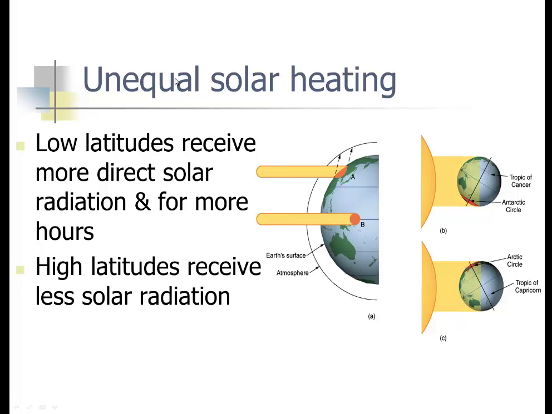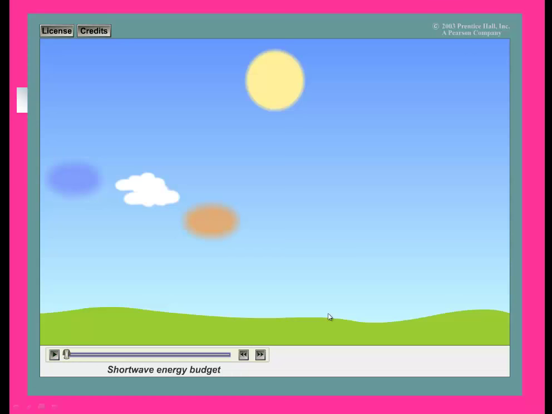It's all caused by unequal solar heating. The equator receives a lot more direct sunlight. If you take a look at how much area is actually in this sun ray over how much is here, it's a lot smaller amount here. So not only does it get more solar radiation, it actually gets it for more time during the day. So low latitudes closer to the equator receive more direct solar radiation as well as more hours during the day, and higher latitudes receive less direct and lesser amounts during the day. It is also going to be affected by seasons, and I'll show that to you relatively soon.